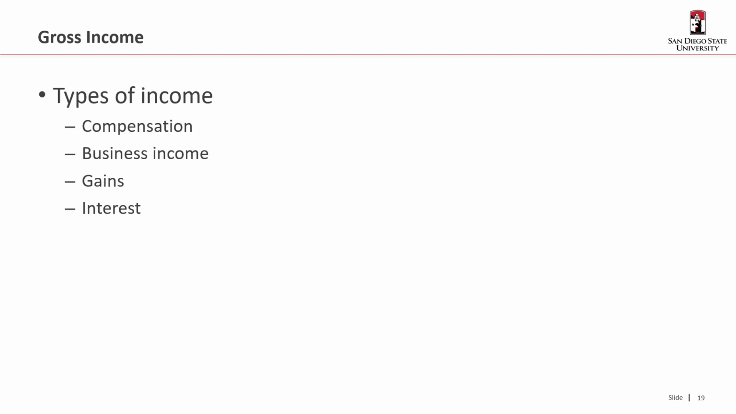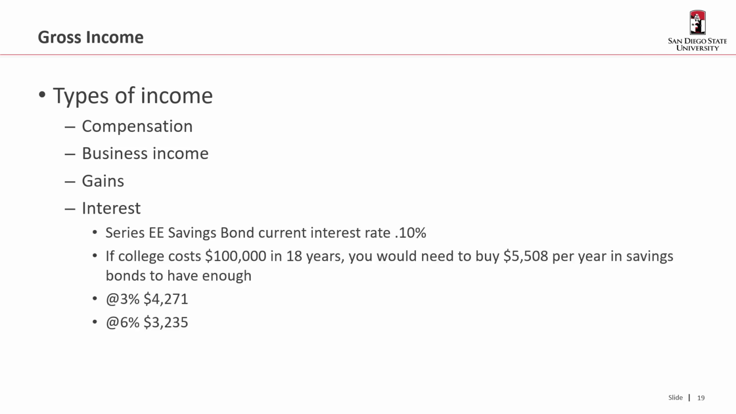Okay, so that's kind of where we're done with the timing, right? So that was the who and the when. Now let's talk about the what, right? So what kinds of things are income? And we'll talk about compensation, business income, gains, and interest. And some of this we've already started on.